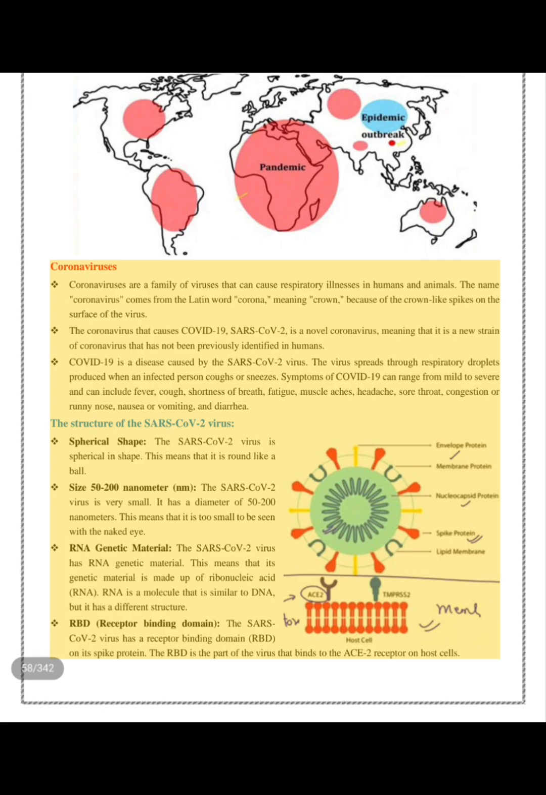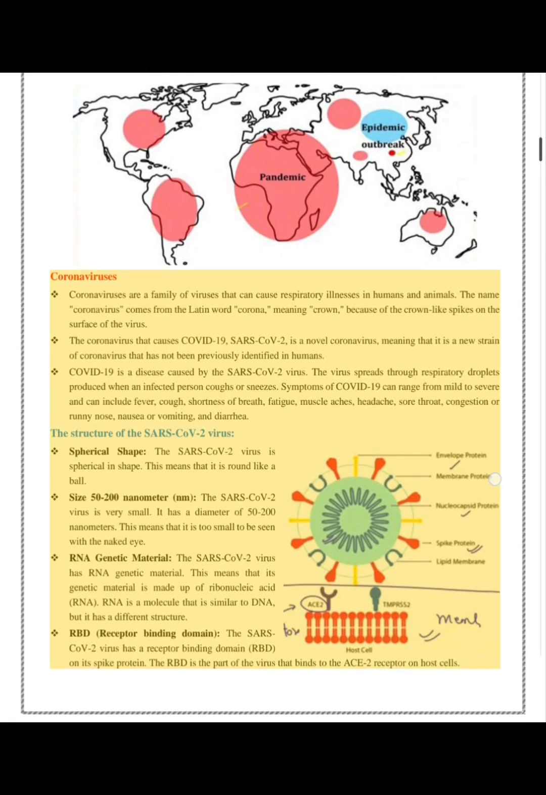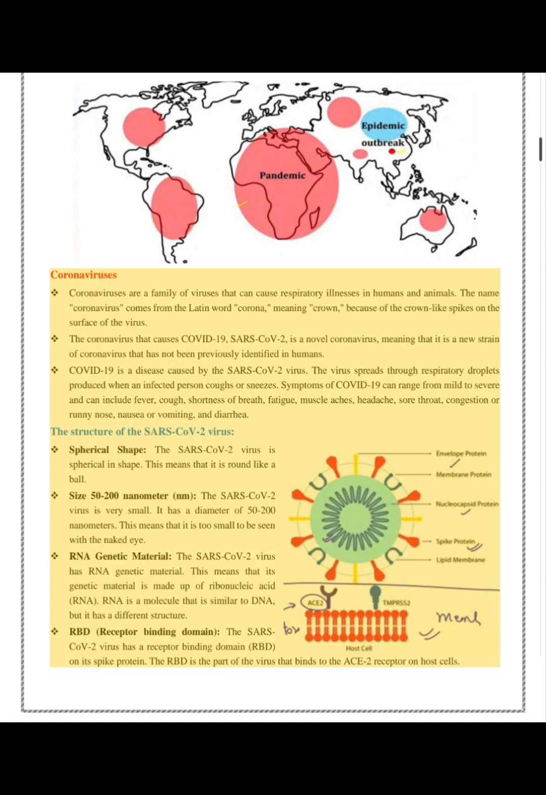5. Coronaviruses. Coronaviruses are a family of viruses that can cause respiratory illnesses in humans and animals. The name coronavirus comes from the Latin word corona, meaning crown, because of the crown-like spikes on the surface of the virus. The coronavirus that causes COVID-19, SARS-CoV-2, is a novel coronavirus, meaning that it is a new strain of coronavirus that has not been previously identified in humans.